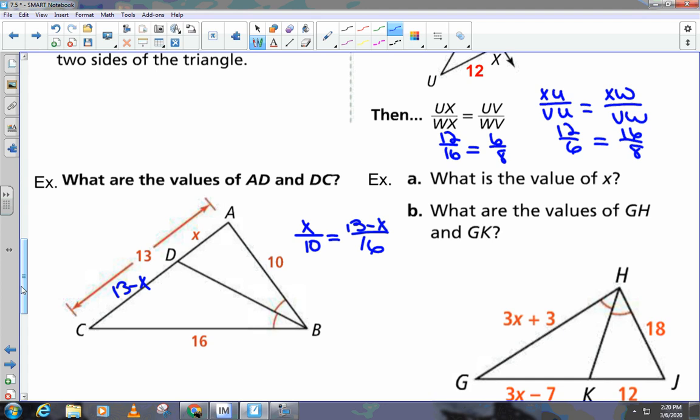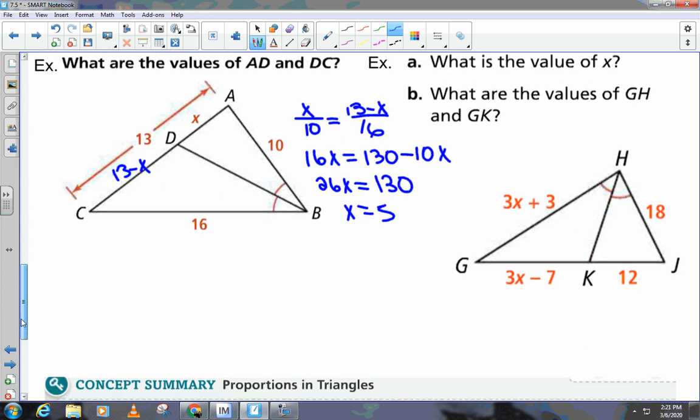And then you just cross multiply. You end up with 16x equals 130 minus 10x. I distributed there. Add 10x to both sides. So that's 26x equals 130. 130 divided by 26 goes 5 times. Okay, so if this is an angle bisector, it breaks this into a ratio that's the same as that one. So x is to 10, 13 minus x is to 16.